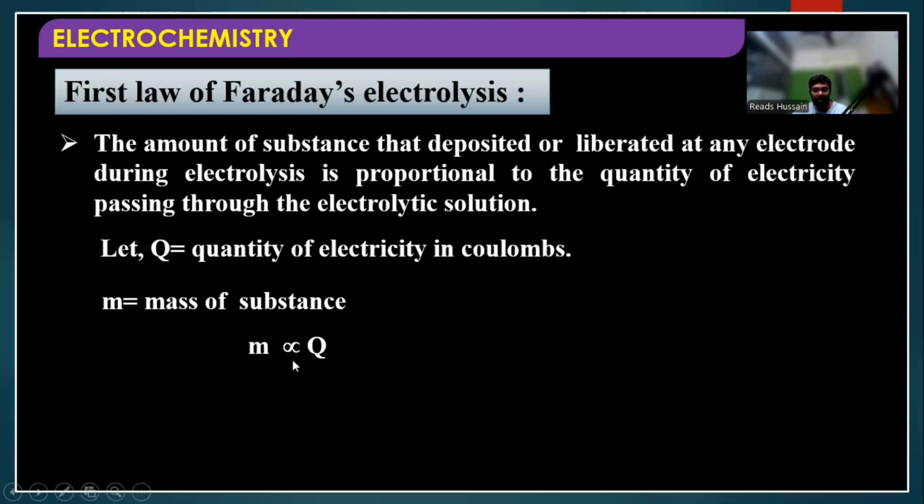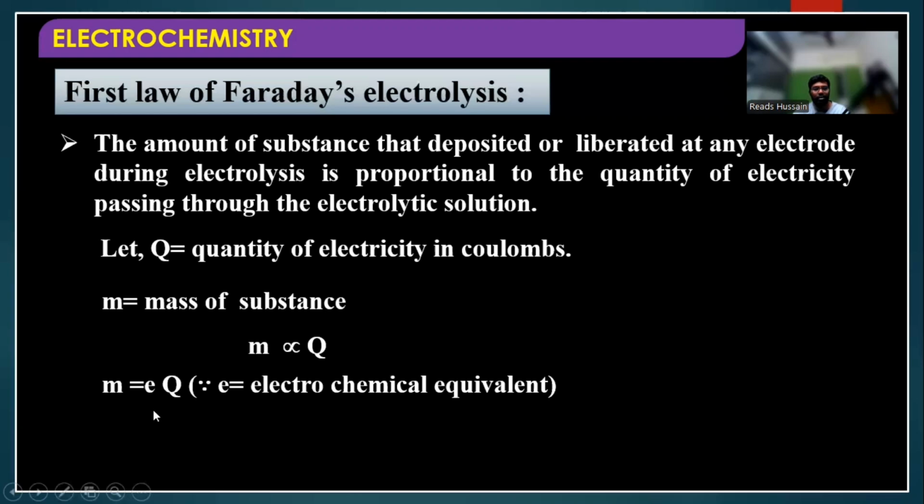See how I am going to give the statement of Faraday's first law. M is the mass of the substance deposited or liberated at any electrode during electrolysis, and that M is directly proportional to Q. What is Q? Q is the quantity of electricity passing through the electrolytic solution. That's all. If you can state this relation, then the statement will come automatically. So M, the amount of substance deposited during electrolysis, is directly proportional to the quantity of current passing through the electrolytic solution, right? Now let's remove this proportionality.